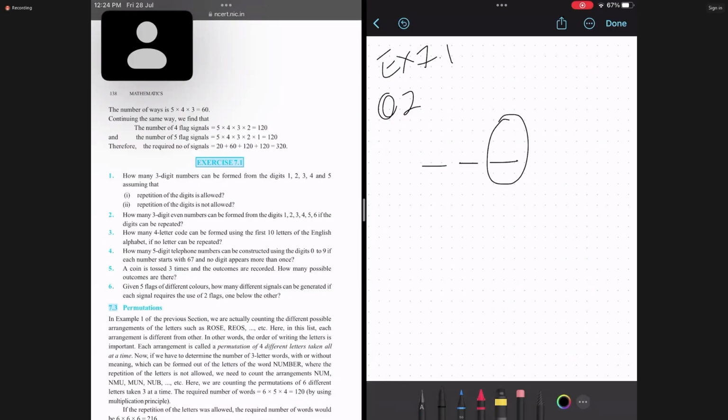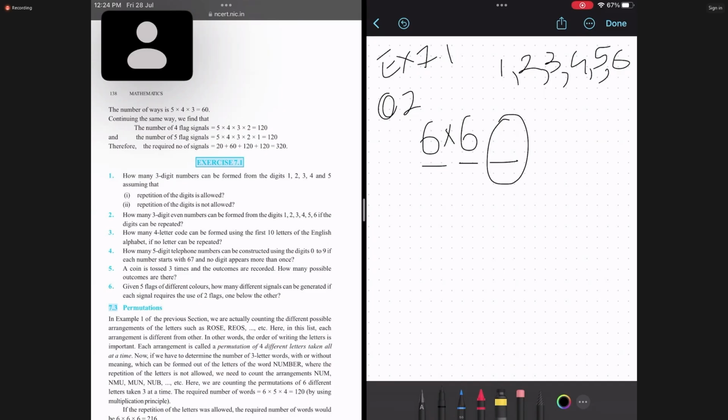No condition has been imposed upon the digit at the hundreds place and tens place. So we can fill them in 6 ways, correct? Because we have 1, 2, 3, 4, 5, and 6, which you are going to use to make up the number. So 6 into 6, because there is no restriction on using any digit in the hundreds and the tens place. So first of all, I'm going to just go on and write that.